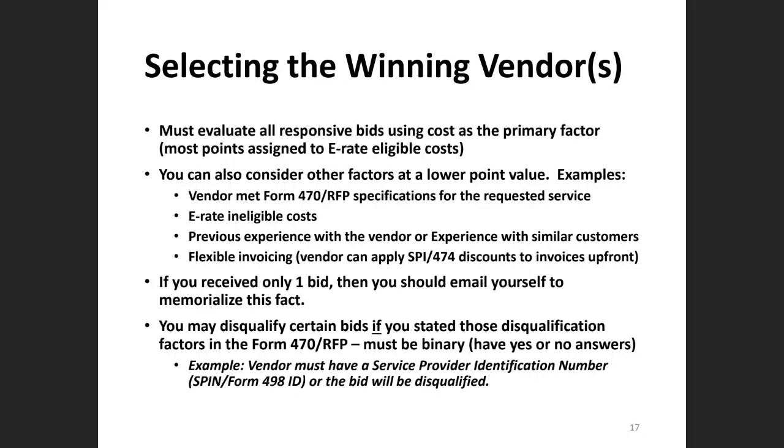So very commonly, you'll have some points assigned to whether the bidder met the specifications that you outlined for your request. So if you asked for a certain range of speed, they quote all of their options within that range. For Category 2, if you said you needed the vendor to include all of the equipment that you needed with certain specifications, of course you're going to assign a value based on how well they achieve that. This isn't really relevant for Category 1, but you can also consider E-rate ineligible costs at a lower point value. That tends to be more relevant for Category 2.